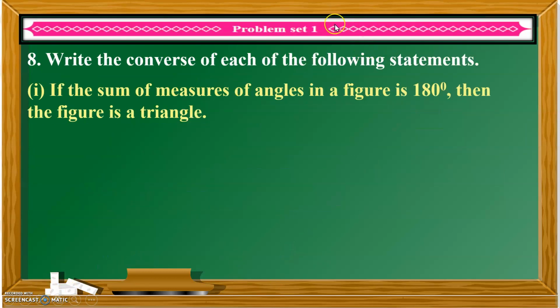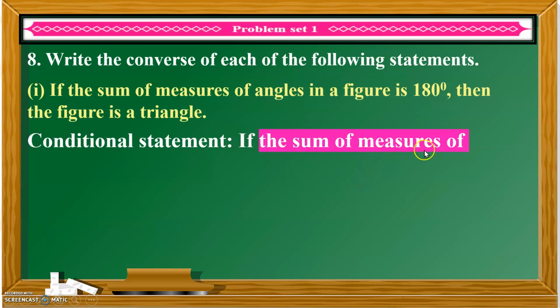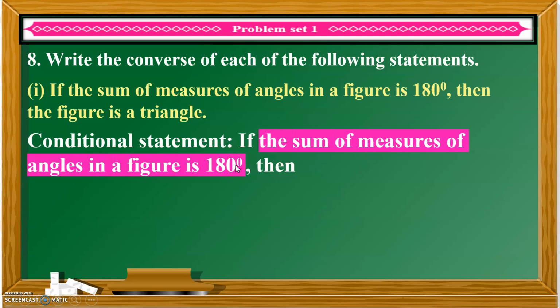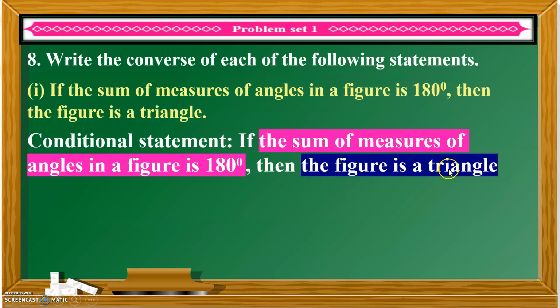Let's go to problem set 1 now. Write the converse of each of the following statements. Now this is again a conditional statement, so we are expected to write only the converse. But again, for explanation purpose, I am going to write the conditional statement once again. That is, if the sum of the measures of angles in a figure is 180 degrees, then the figure is a triangle. You understood why I wrote this? So that the if, antecedent and the consequent are highlighted.